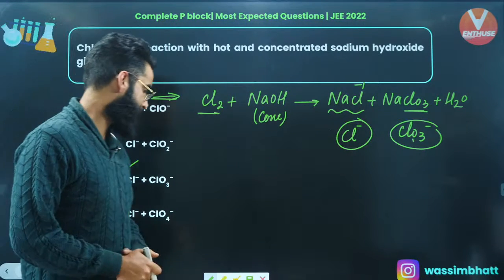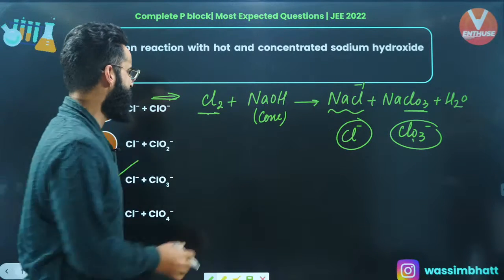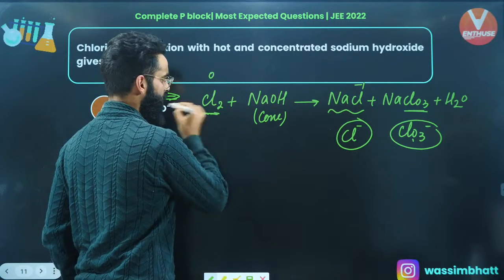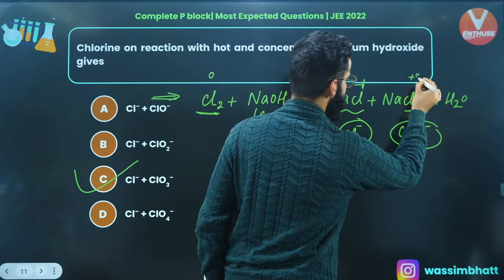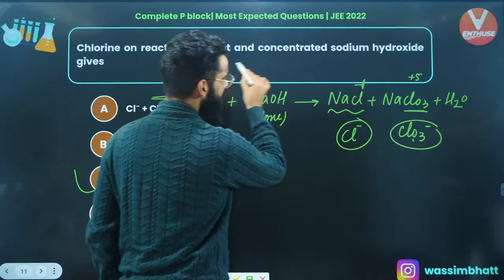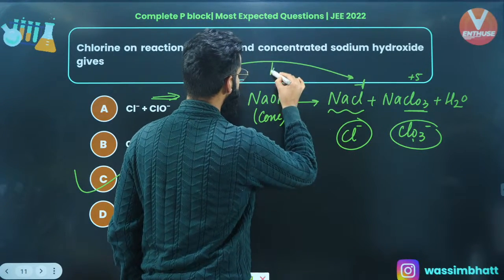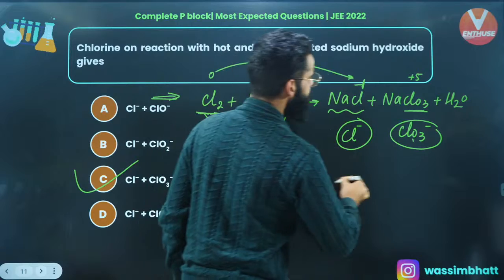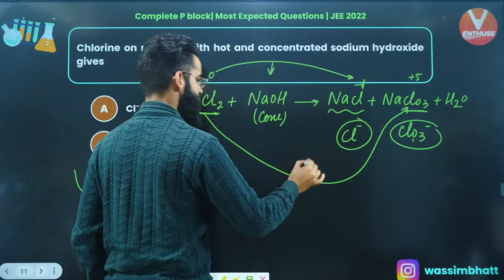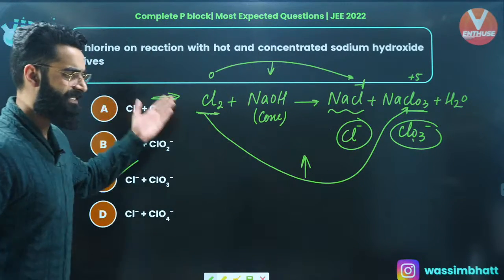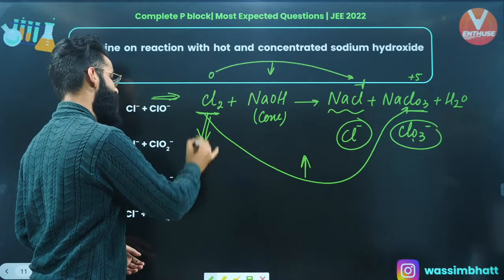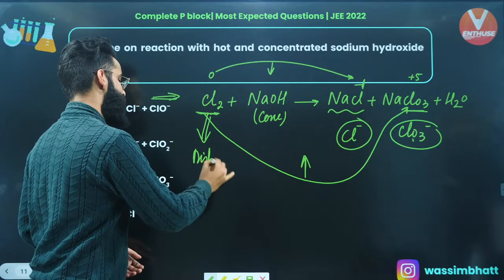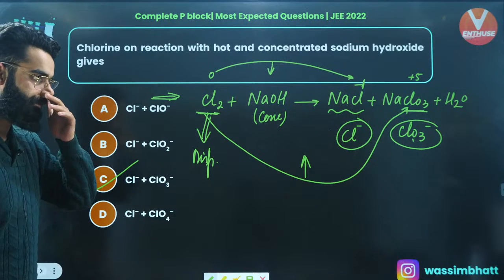Simple and basic again. So over here, the oxidation state of chlorine is 0, here the oxidation state of chlorine is -1, and over here the oxidation state of chlorine is +5. Check it out. 0 to -1, decrease in the oxidation state means reduction. 0 to +5, increase in the oxidation state means oxidation. So Cl2 is simultaneously undergoing oxidation and reduction. So I must say in this particular reaction, Cl2 is undergoing disproportionation. As simple as that, right?